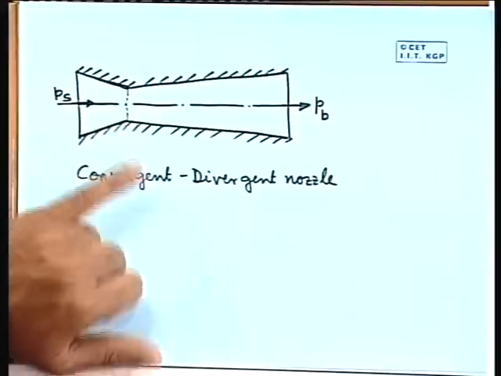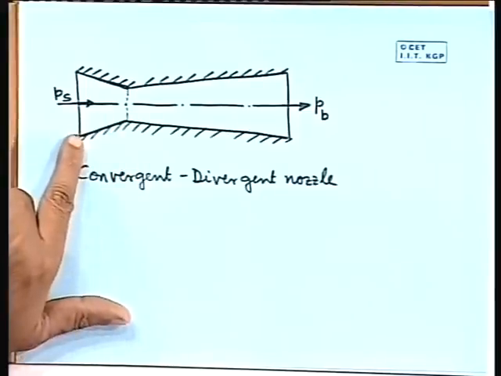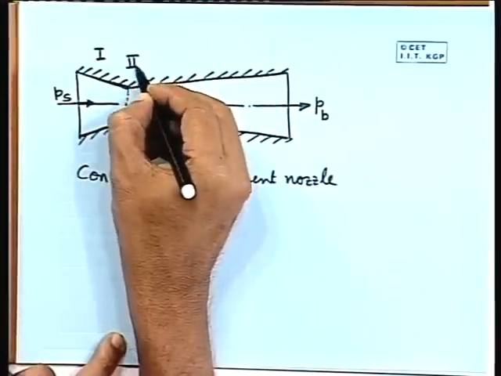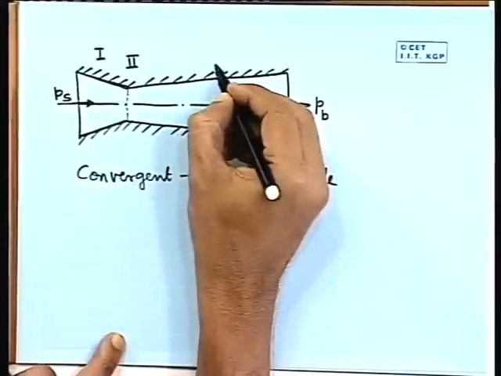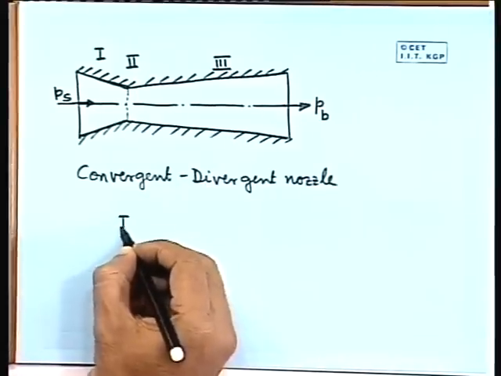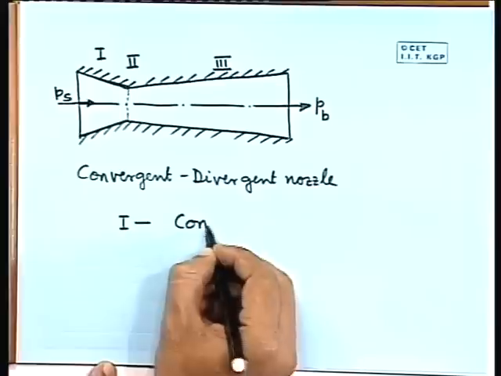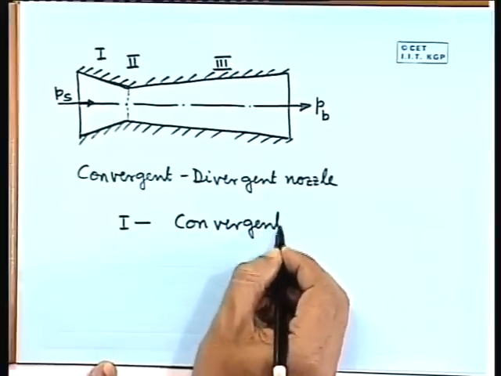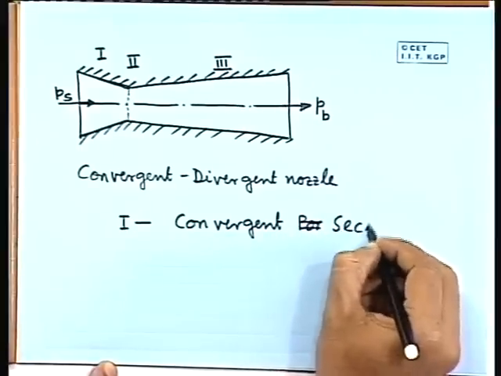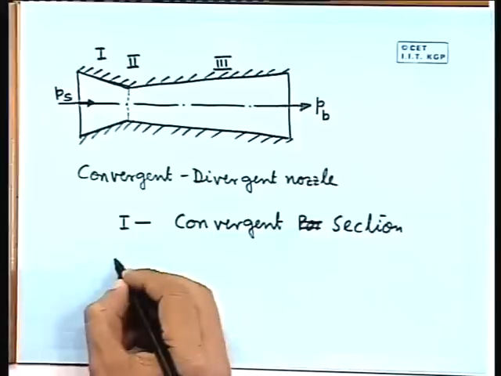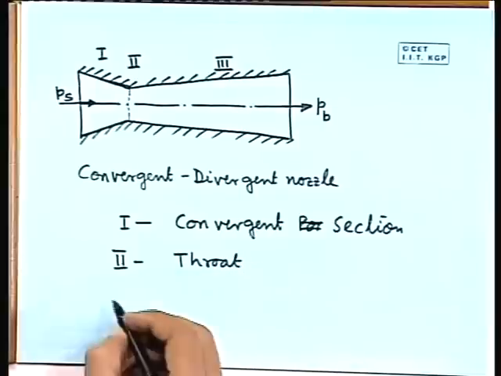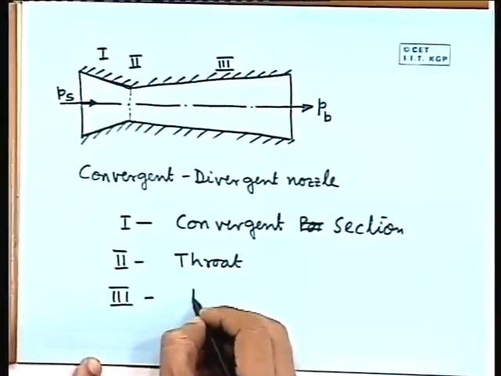If we see the nozzle, there are three portions of the nozzle. First one is the convergent portion, two that is called the throat of the nozzle and three this is the divergent portion of the nozzle. So, one can write one is the convergent portion or section. Then two throat and three divergent section.